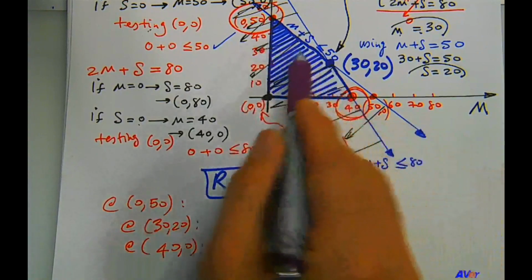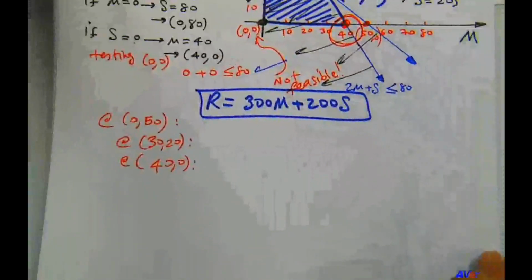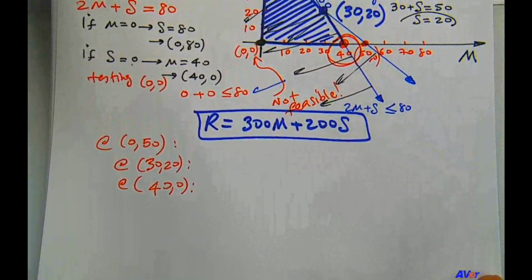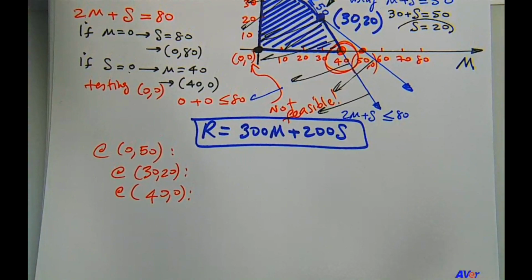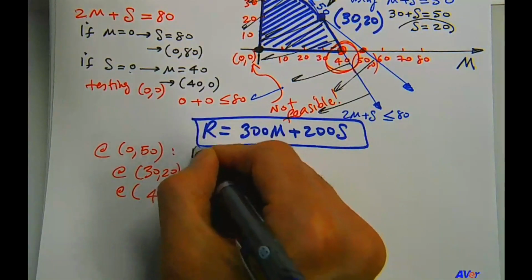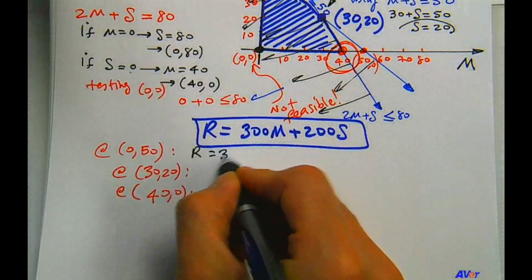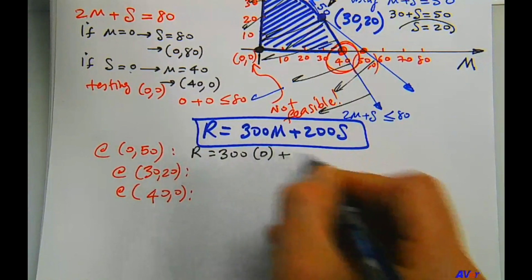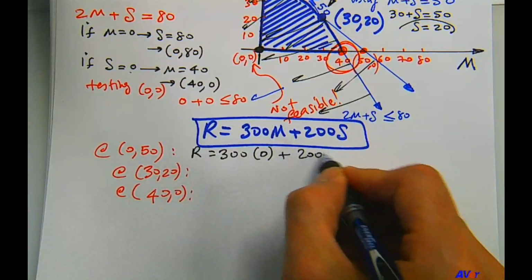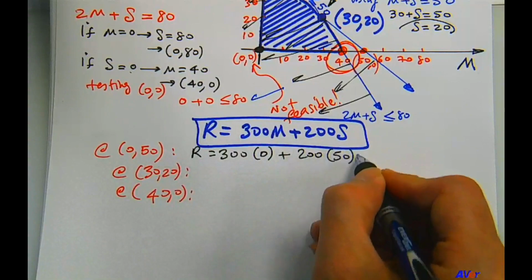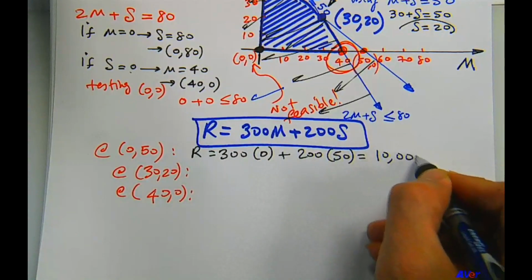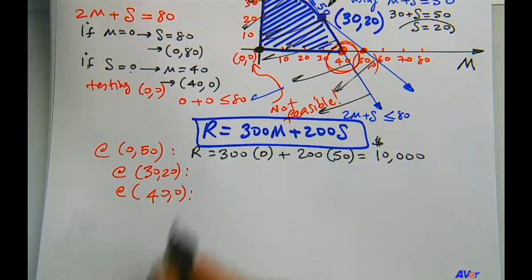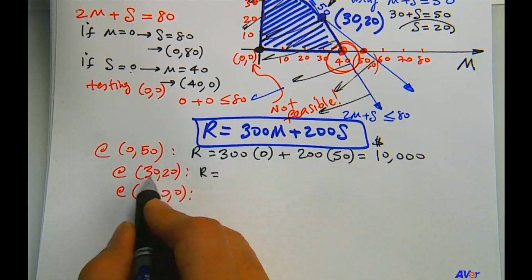All right, I grabbed each of those points. Let me move this up like that. We won't need the graph at this point. We have everything we need right here. Okay, so R would be equal to 300 times 0 plus 200 times 50. And that's going to give us $10,000 of revenue.